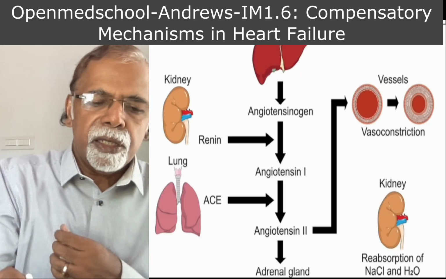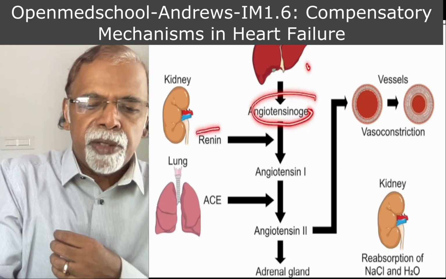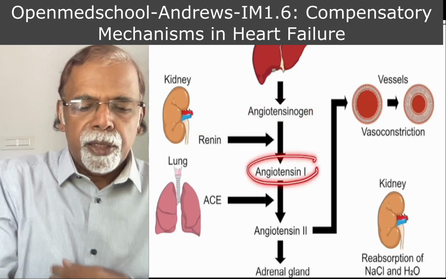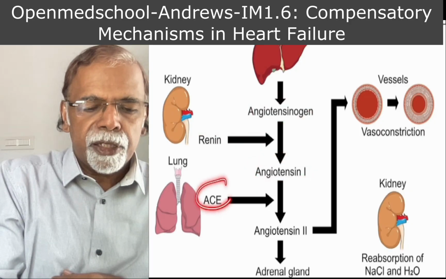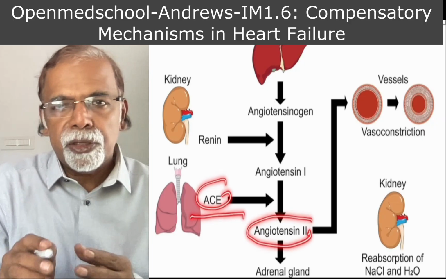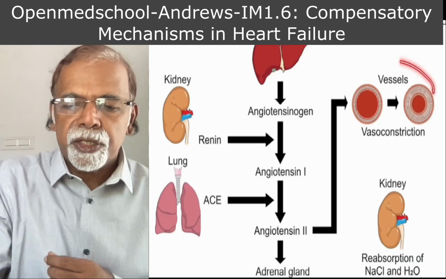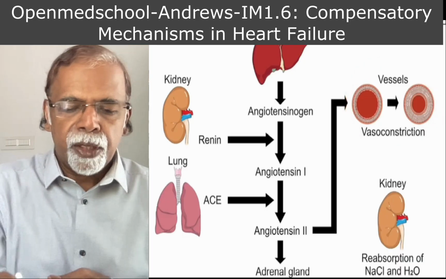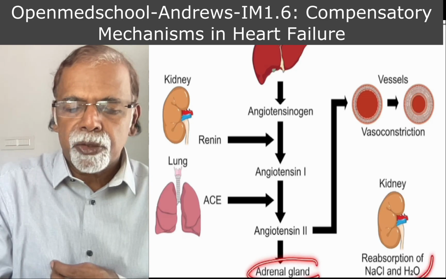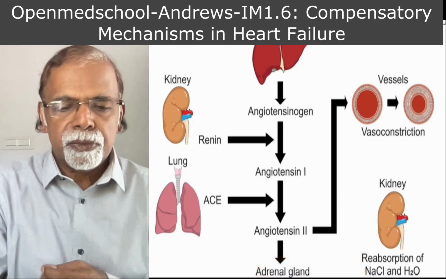So here you can see that angiotensinogen is produced from the liver. Renin is the enzyme that acts on angiotensinogen and converts it to angiotensin 1. That is acted upon by the ACE, which is secreted from the lungs. Angiotensin 2 is produced. Angiotensin 2 is the most potent vasoconstrictor. So this will produce vasoconstriction and tries to raise the blood pressure. It also acts on the adrenal gland and produces aldosterone, which produces reabsorption of sodium chloride and water. Again, in the initial phase it is helpful.